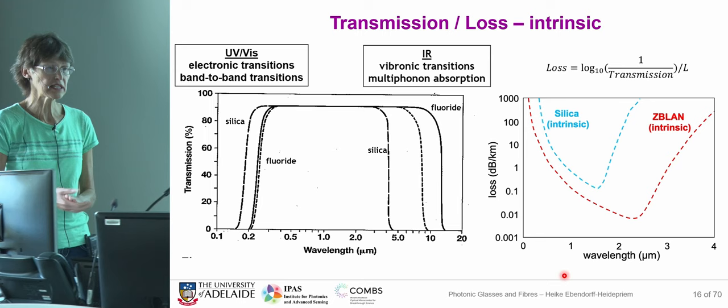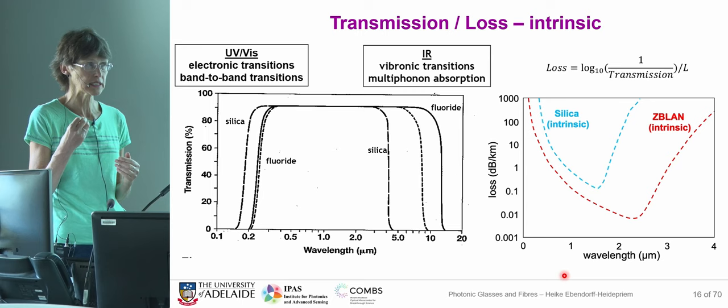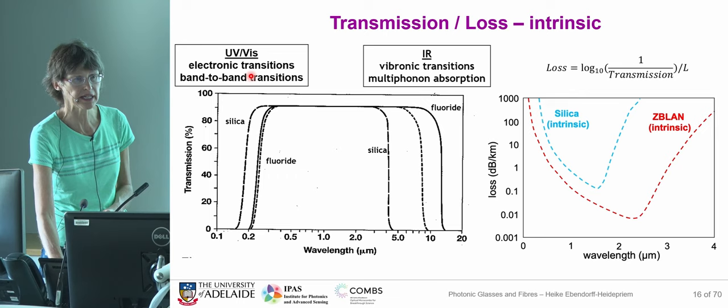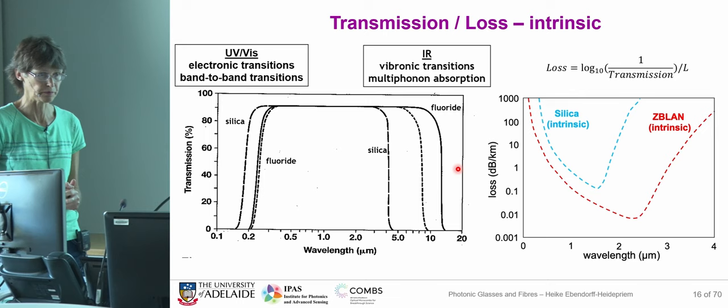This slide now looks at the transmission, also called the logarithm of the transmission, which is the loss for the intrinsic transmission, really determined by the glass composition. The transmission window is limited on the short wavelength side by electronic band-to-band transitions, and on the long wavelength side by vibronic transitions, the so-called multiphonon absorption. So you will hear the term phonon energy also later on.